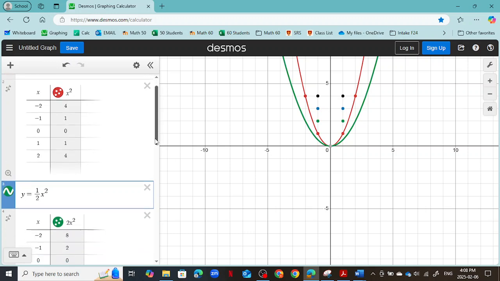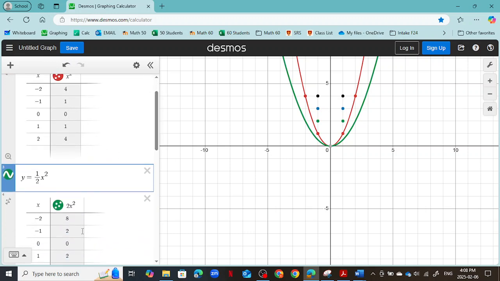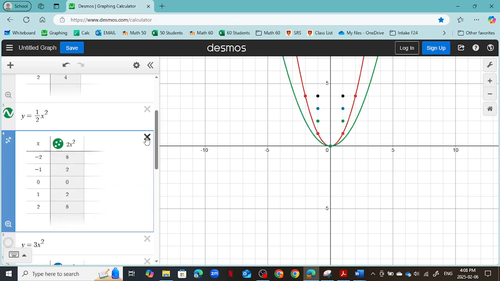If you look at the table of values, instead of going 0, 1, 4, it goes, oh, that's the wrong table of values. Sorry, I thought they would adapt.